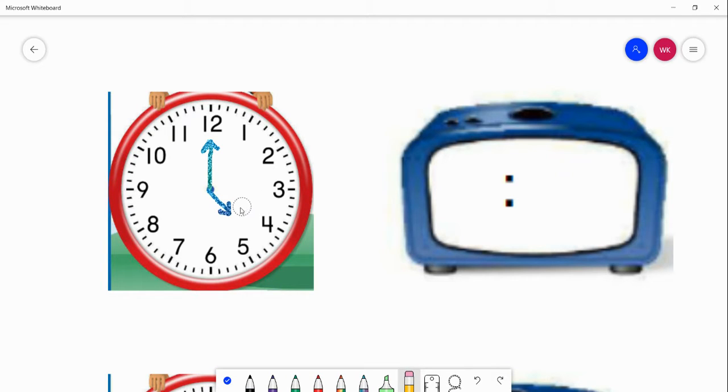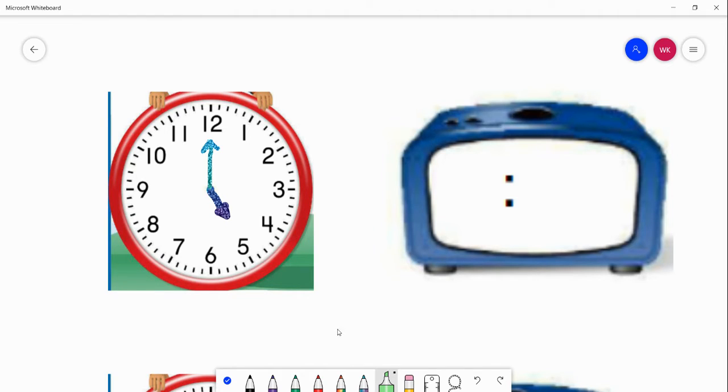Let me fix this one. It's not really pointing. There we go. All right, so this is our little hand. So go ahead and pause this video, figure out what the answer is, what time it is. Write it down, write that digital clock, write that one down, and then go ahead and press play when you guys are ready.